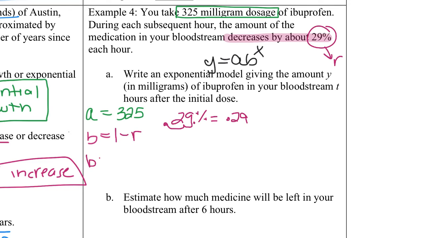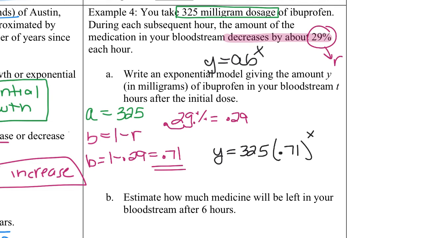So my b is 1 minus 0.29, which is 0.71. So this is the b value that we're going to be using in our equation. So we have y equals a, which is 325, times my rate, which is 0.71, to the x power.